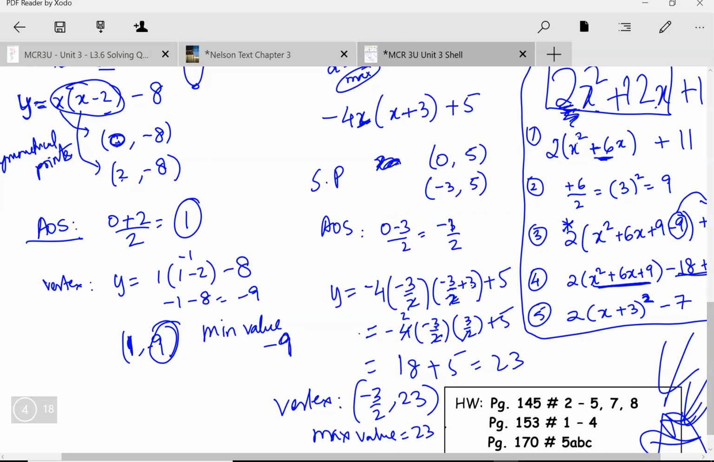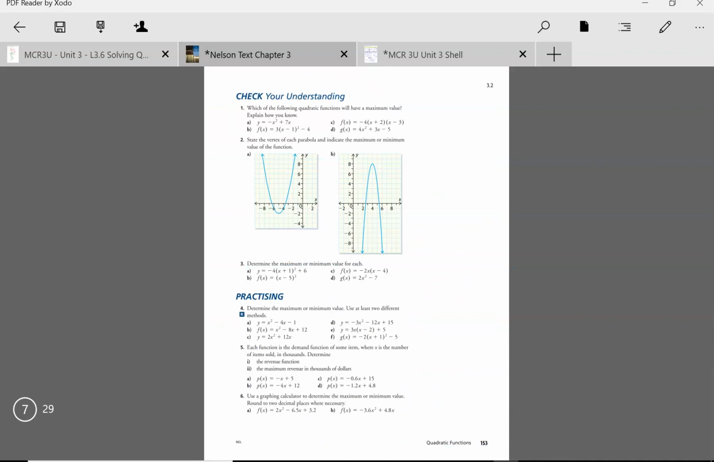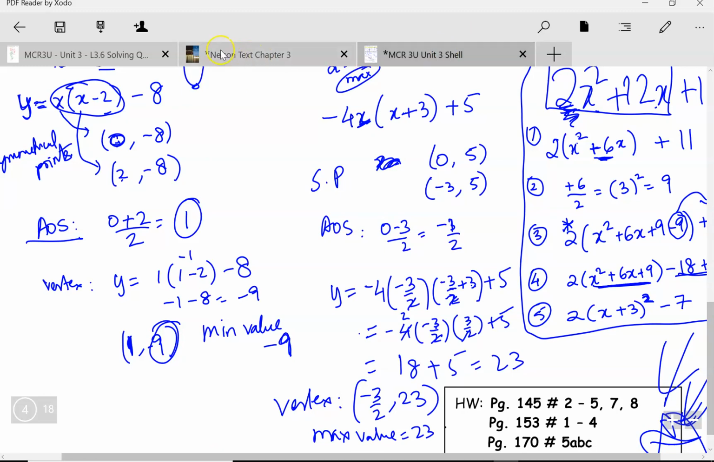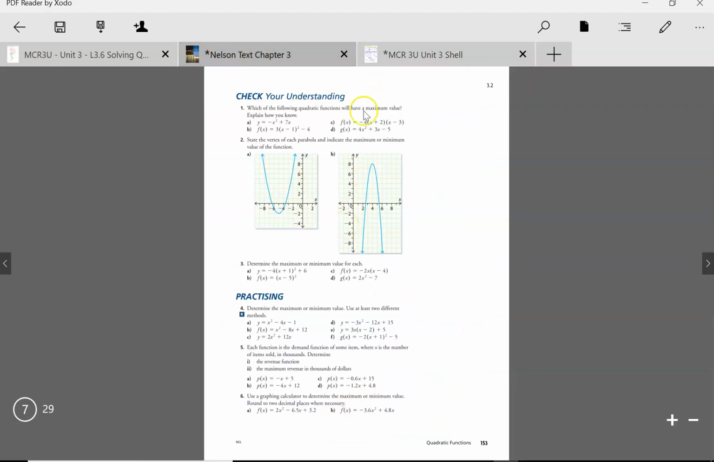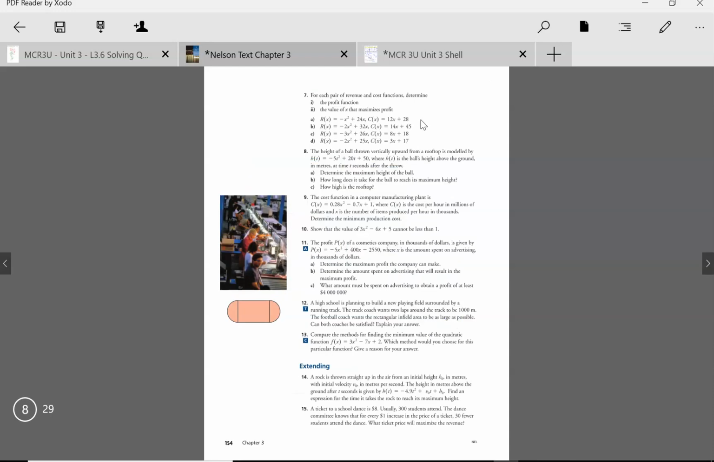I have question 153. Let's take a look at what's on there. Questions 1 to 4, I see. Again, maximum value, easy stuff. This is just looking at the parabola. Find the maximum and minimum value. We've done plenty of practice with this. This is more practice. I would recommend trying some of these questions. Again, determine maximum and minimum value using two different methods. So we've learned to complete the square. We've learned partial factoring.